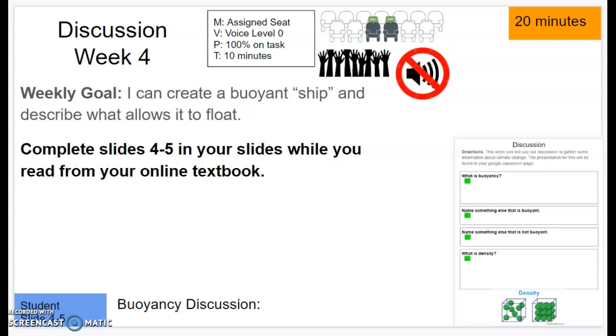Hey guys, so this week we are talking about buoyancy. So we're taking a little bit of a break from the stuff that we've been talking about before with climate change. And this week we're going to start talking about how things float and why things float.